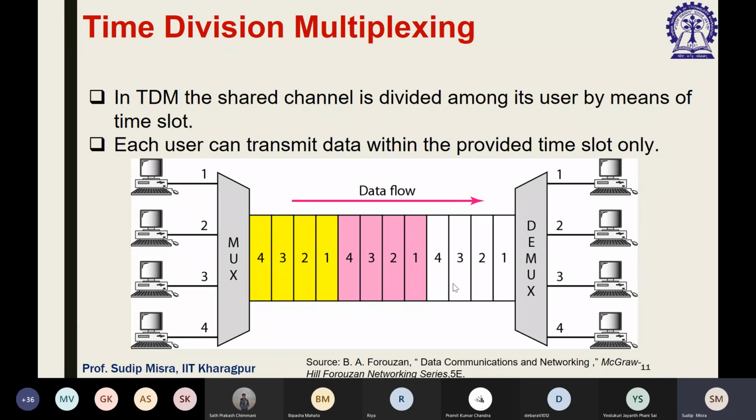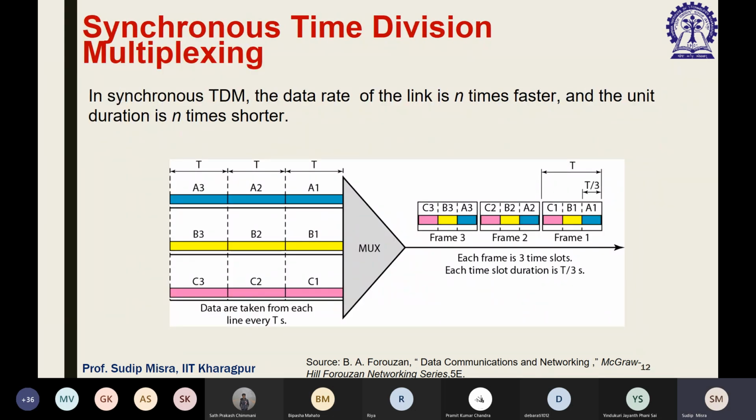So the data flow is going to be like this. First, let us say number 1 has the slot, then the next time instant number 2 has it, then number 3, number 4, and you repeat the process. So 1 2 3 4, 1 2 3 4, 1 2 3 4. This is a conceptual way of assigning different time slots to the different stations, and it is called time division multiplexing. Conceptually this is all very good. Now, how can you execute this time division multiplexing?